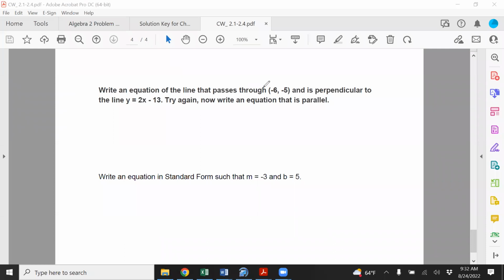Write an equation that passes through this point and is perpendicular to that line. Okay. So what I'll probably do is get my slope first. Now I know I've covered a lot of material today, about to cover half the practice too. But I'm gonna erase the words here, sorry.